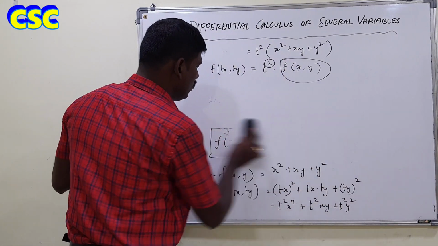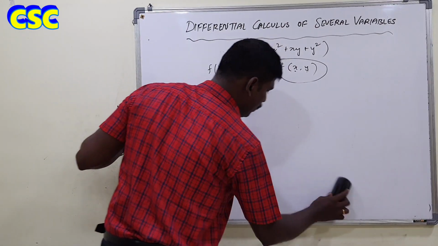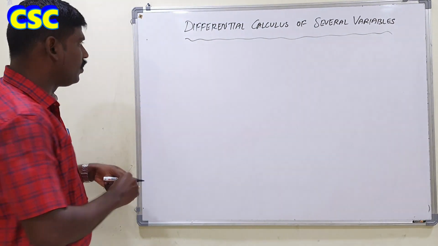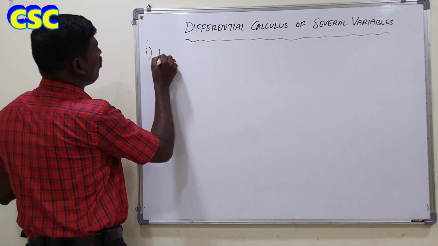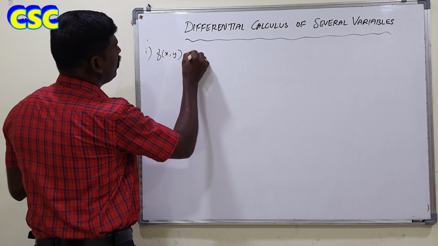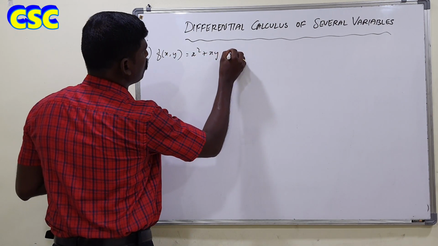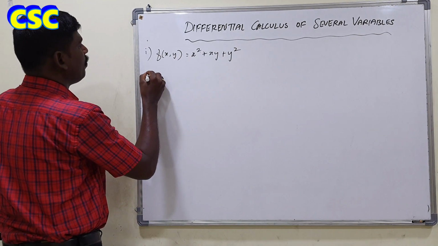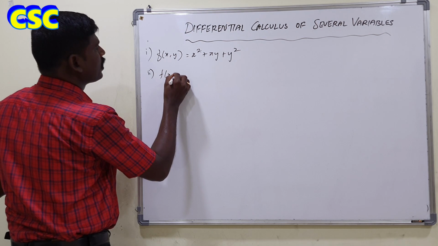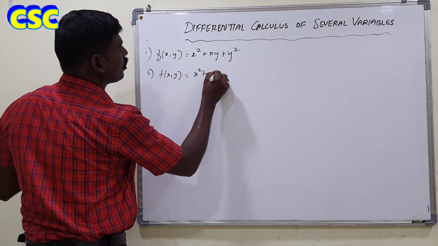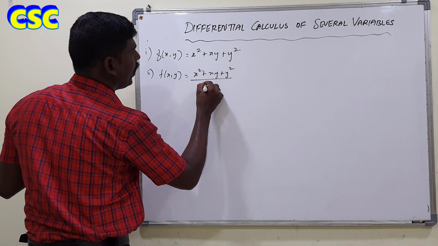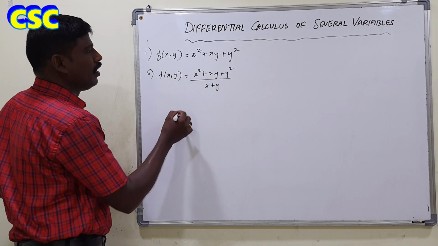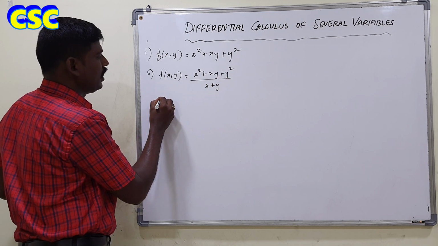How can we calculate it? Now I illustrate some simple examples of how to find the degree of homogeneous functions. First, as I already explained, f of x comma y is equal to x square plus xy plus y square. Suppose the second one, f of x comma y is equal to x square plus xy plus y square by x plus y. How do we find the degree of the given function f of x comma y?